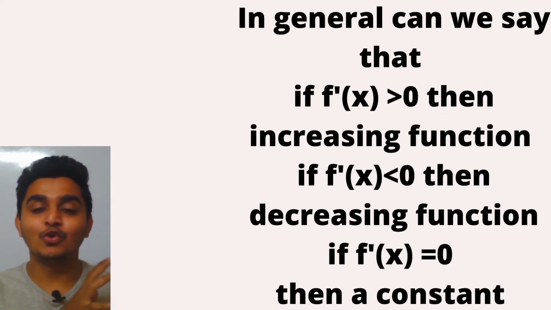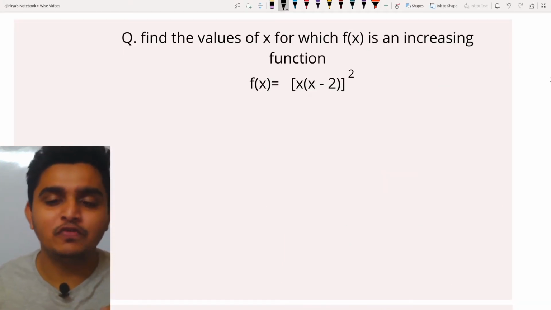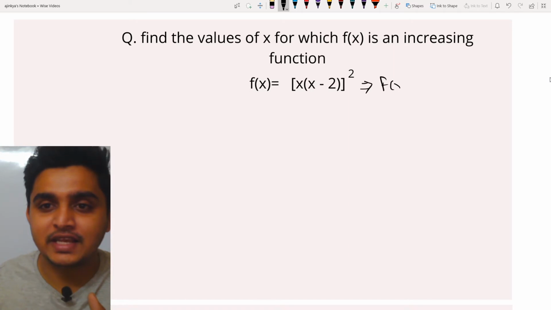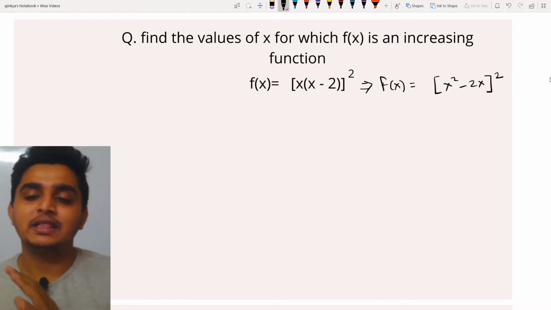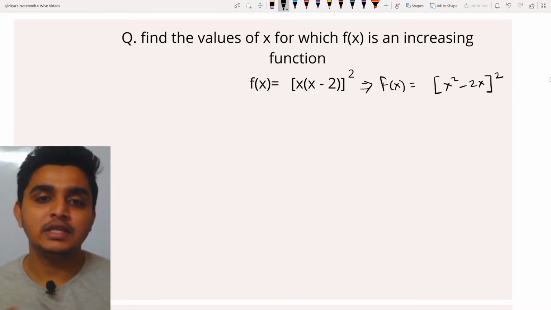Now we'll go through a few examples in order to understand the different functions. So we need to further simplify this equation, and we'll just open the brackets inside. So we have f of x as x square minus 2x raised to 2, and this will be easy just because we can differentiate it easily and fast.